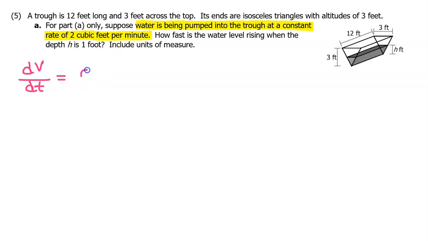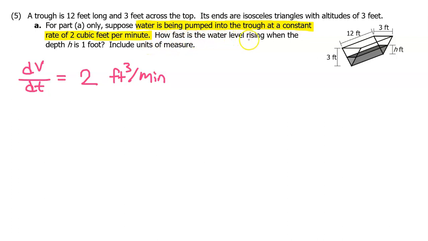And I'm going to leave it as a positive 2 because it's being pumped into the trough. If it was leaking or draining out, I would have made it negative. So cubic feet per minute. So that is one fact we are given.